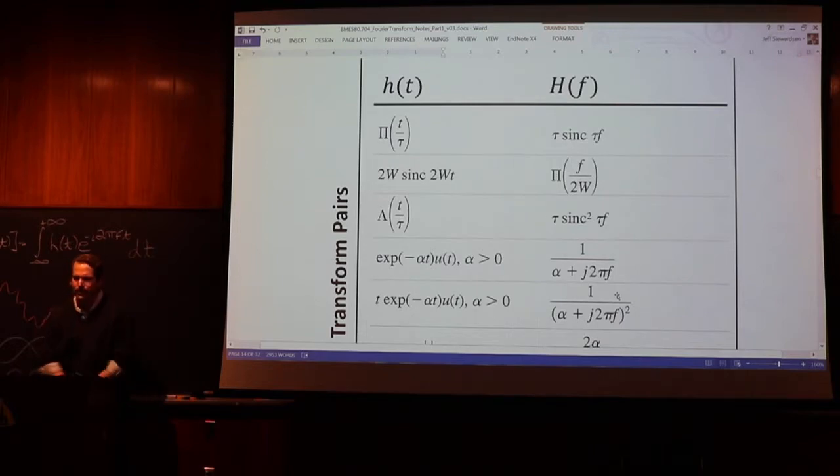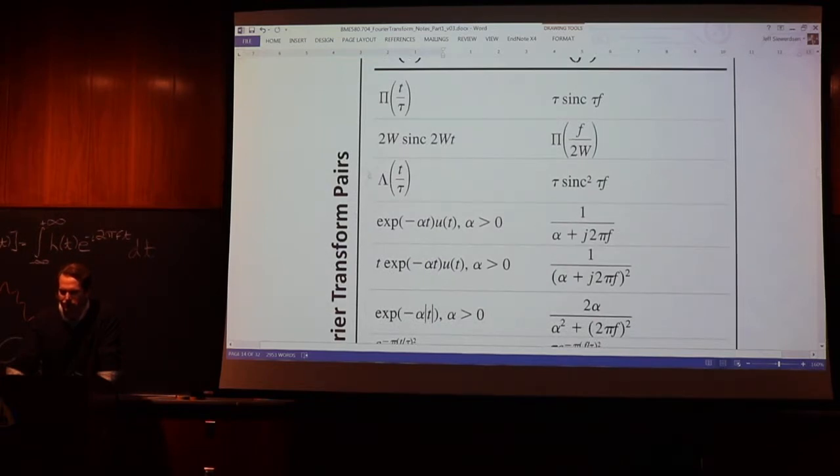All right, there's a very handy table of transform pairs, some easier to solve by hand than others. Here's the rect. There's the sinc. We've seen that one. We're going to come back to this one in a minute. This is a triangle function, centered about 0, also with some width tau. That would be a little bit challenging to solve directly by way of this equation, and so we're going to see a pretty slick way of solving it.